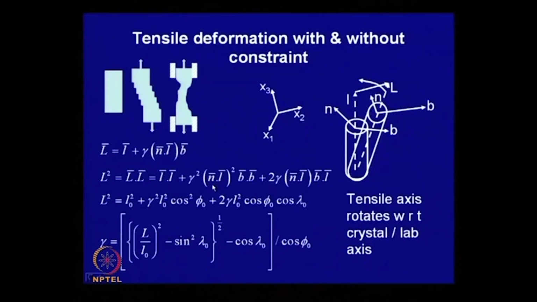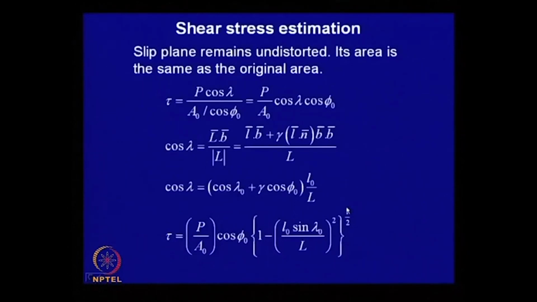So, this is the slip plane normal. So, basically this is cos phi, the cos term. So, these are worked out here. So, what it shows is that this will be the magnitude of shear strain, and this tensile axis will also rotate with respect to the laboratory axis.